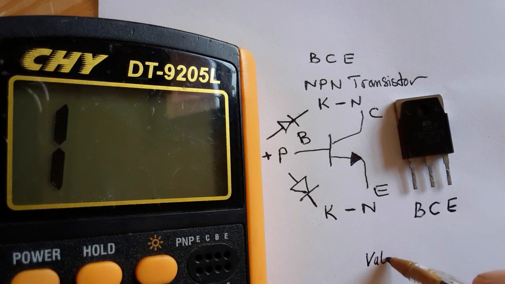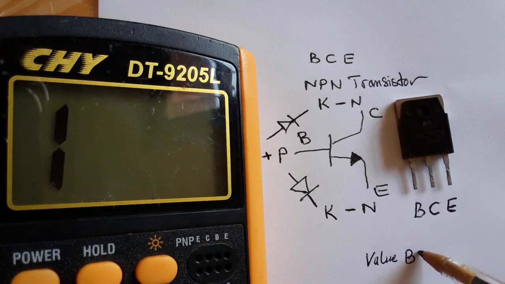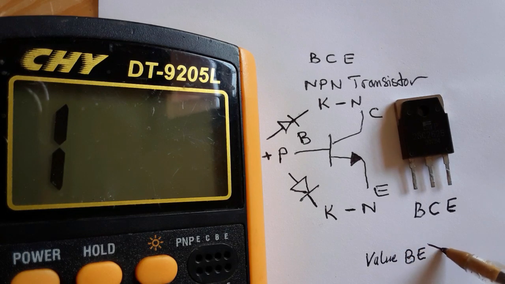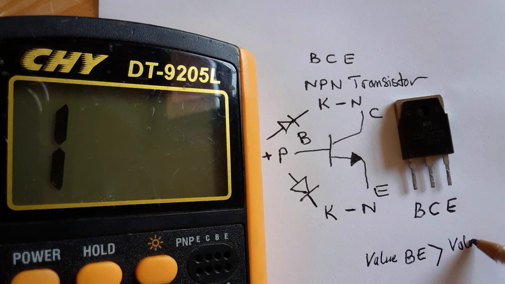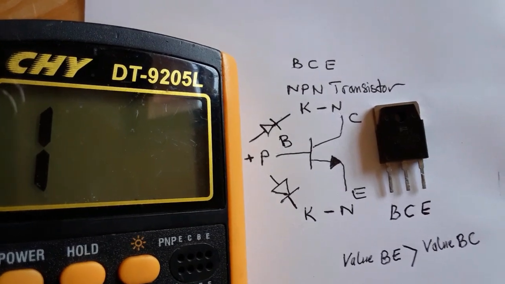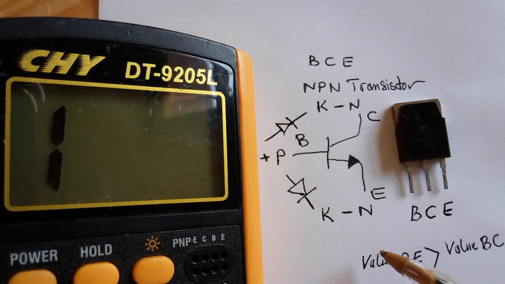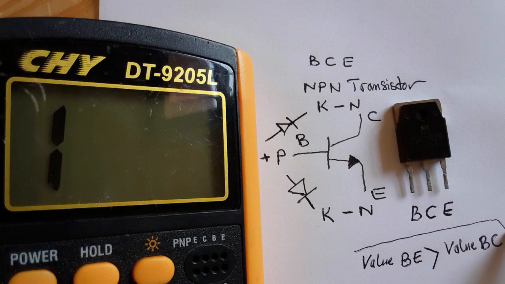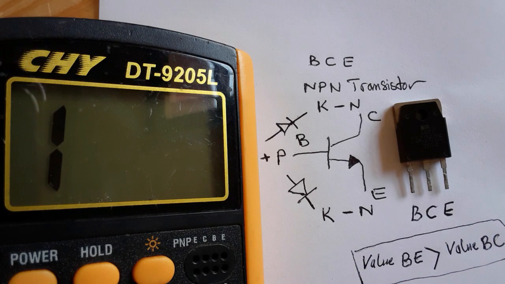So as you can see, the value between base and emitter is always greater than the value between base and collector. So this is a rule for transistors. So if you know just the base, you can identify the collector and emitter.